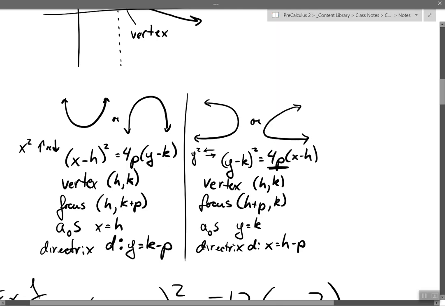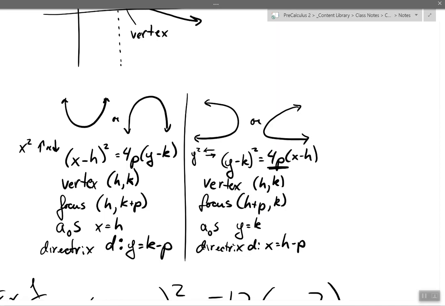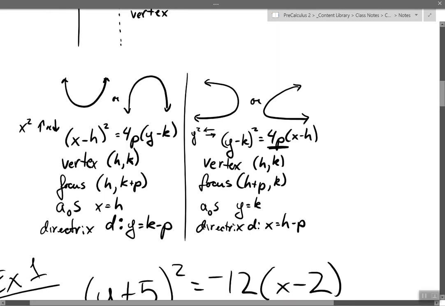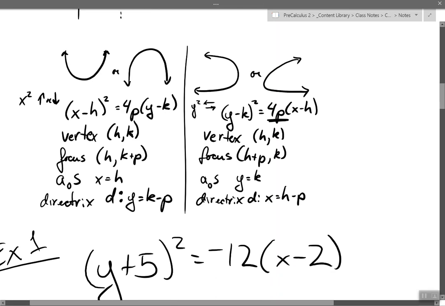The axis of symmetry is just whatever h or k for the correct letter. So if it's an x squared parabola, then the axis of symmetry is the x equals h coordinate, and for the y squared, it's y equals k. And then the directrix is going to be the opposite letter of the axis of symmetry. So if the axis of symmetry is x, the directrix is y, and it's y equals k minus p. So these formulas are a little bit intricate, but once you have h, k, and p, then everything works out very, very easily. You just plug in all of these numbers and you find your coordinates and you're good to go with graphing.